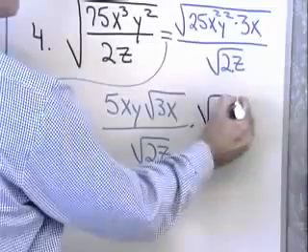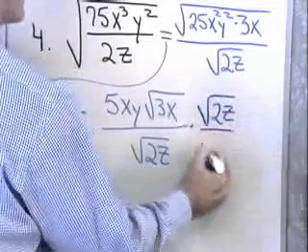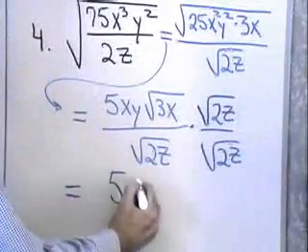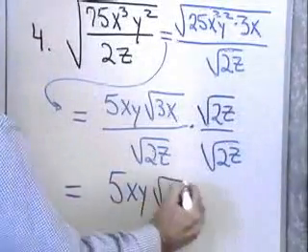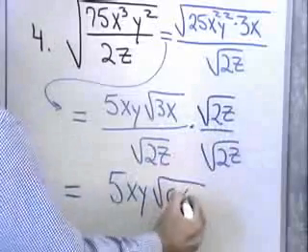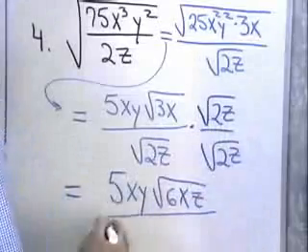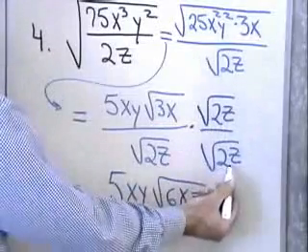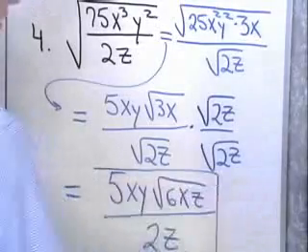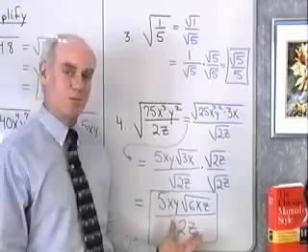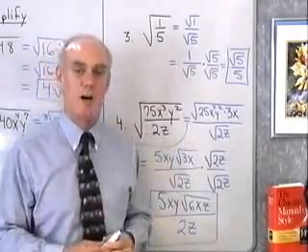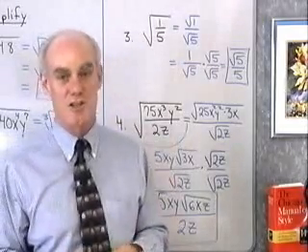So I rationalize the denominator by multiplying numerator and denominator by square root 2z. In the numerator, I have 5xy times square root 3x times square root 2z, which will be square root 6xz. In the denominator, square root 2z times square root 2z will be simply 2z. And this is the expression that's in simplified form. So this is the simplified form version of this original radical expression. And that's a look at some of the kind of problems that involve putting a radical expression into simplified form.